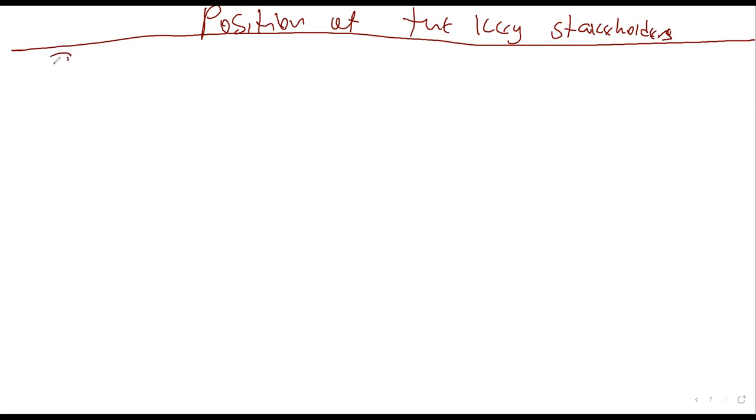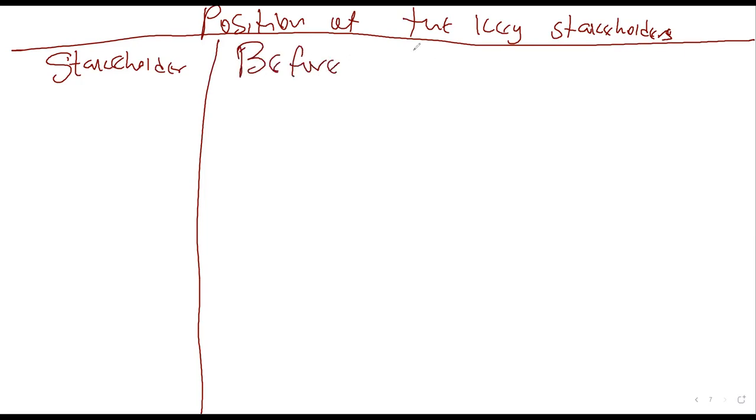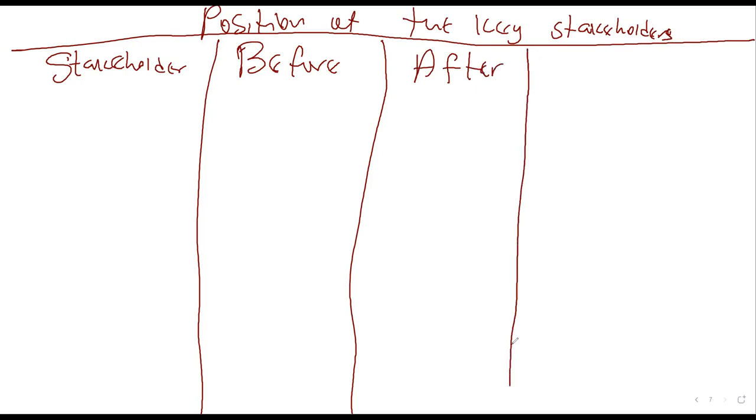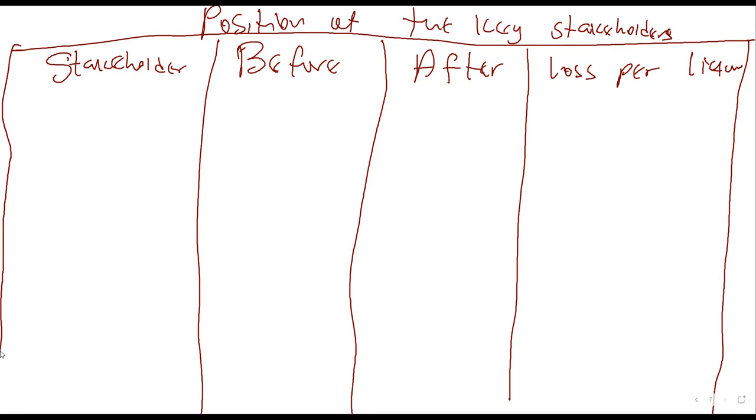Now you write the stakeholder here. You write the position before. The position before is the balance sheet figures. Write a position after. That's the liquidation figures. This is the loss per liquidation. So for each stakeholder, loss per liquidation, please.